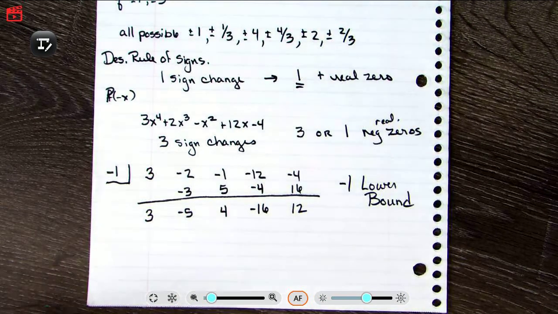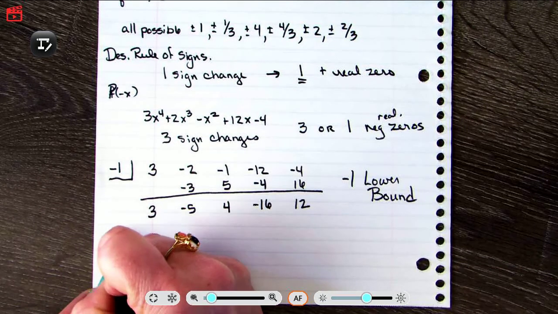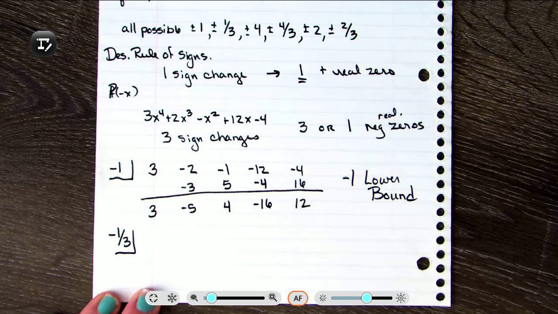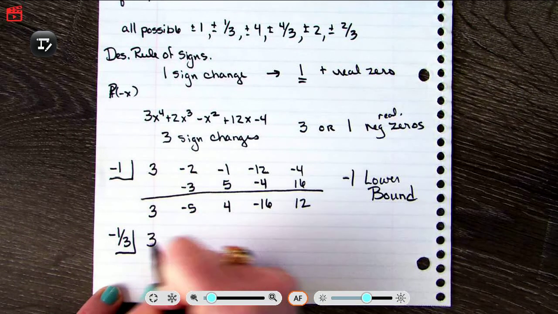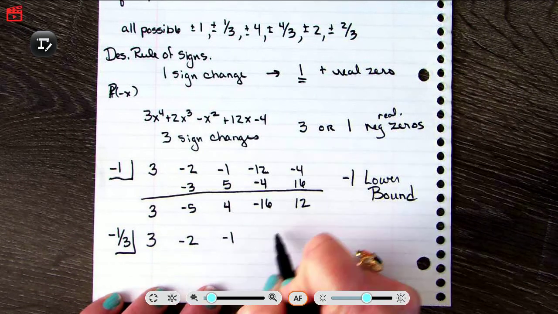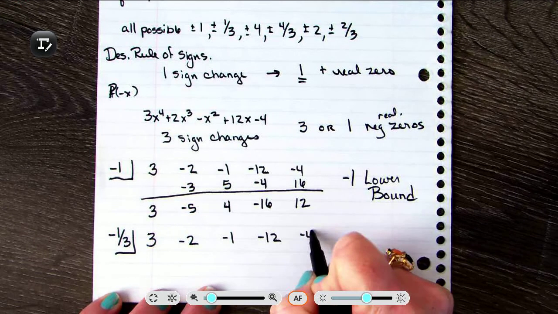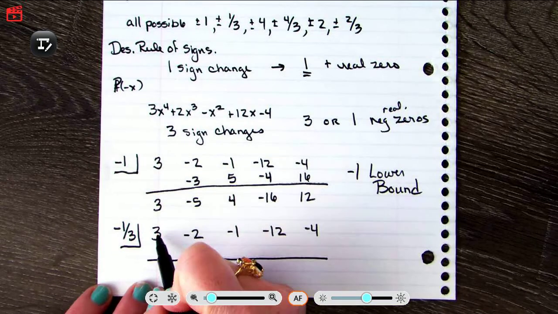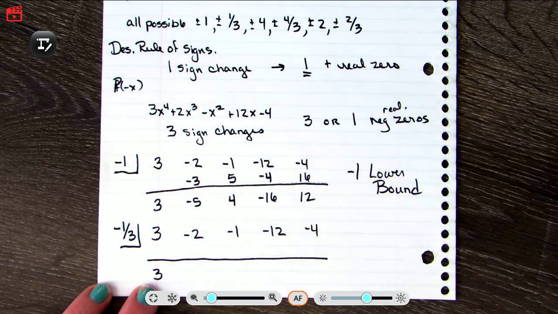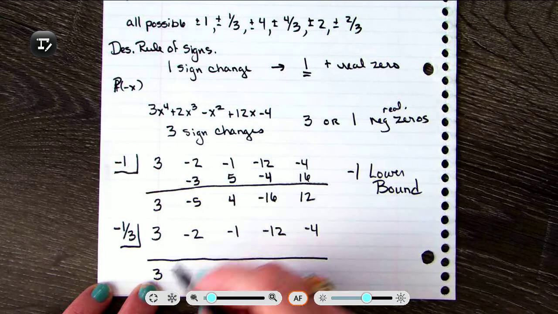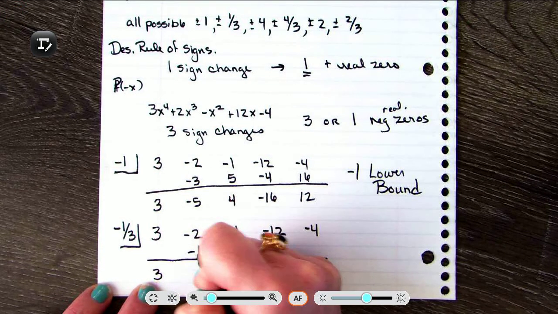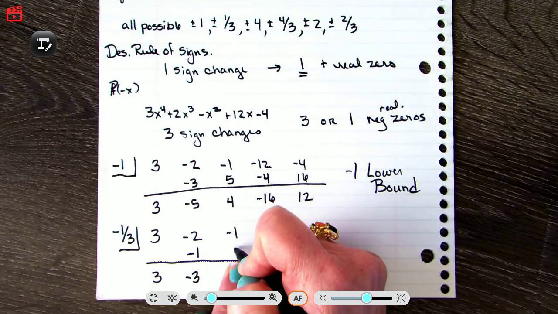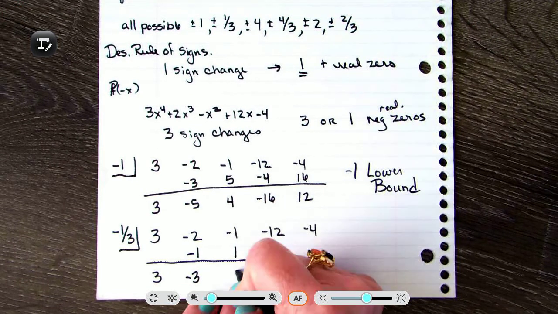We could do it. Oh, sure, why not? So that you guys can see I'm not scared of fractions. So let's try the -1/3. Hopefully my multiplication isn't so ugly that I get really ugly numbers, but we'll see. So I drop this down. I multiply, which is going to give me a -1, and we add. I multiply, which is going to give me a +1, and I add.